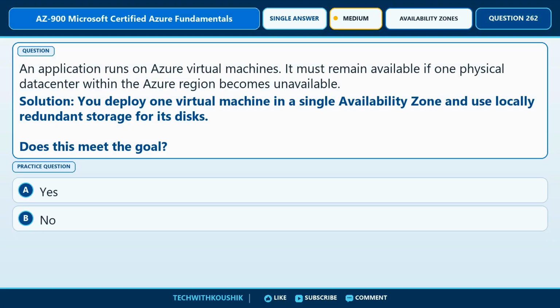Let's continue with question number 262. Here's the situation to consider. An application runs on Azure virtual machines. It must remain available if one physical data center within the Azure region becomes unavailable. Solution: you deploy one virtual machine in a single availability zone and use locally redundant storage for its disks. Does this meet the goal? Take a look at each choice. Choice A, yes. Choice B, no.